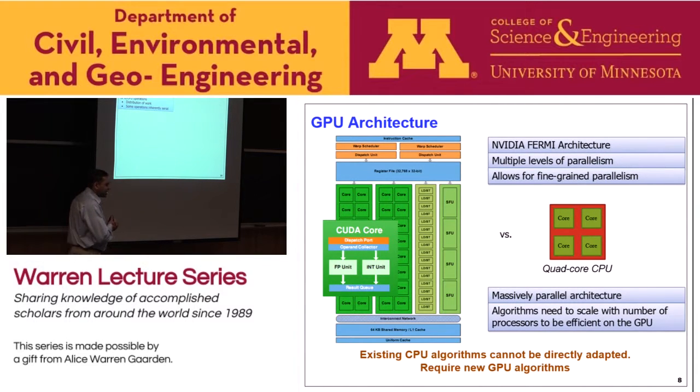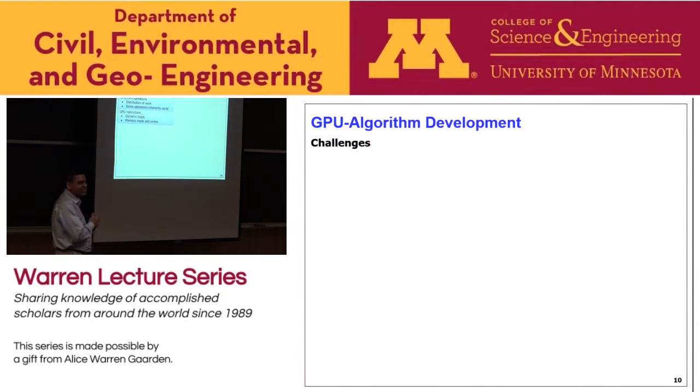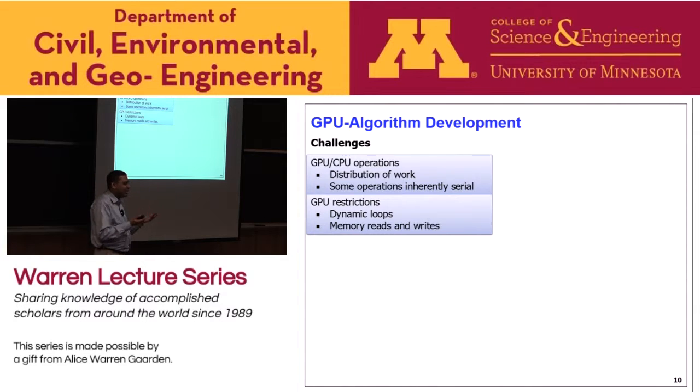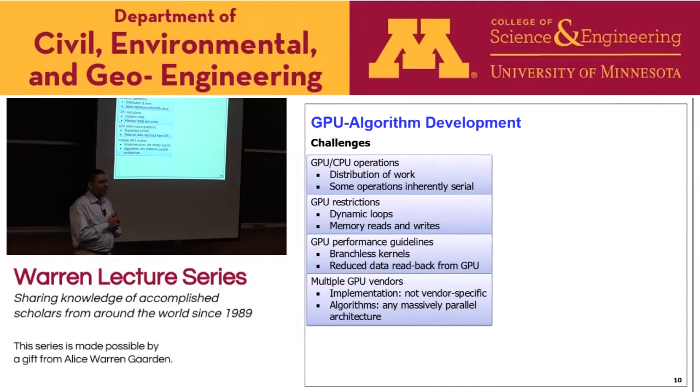These include things like how to distribute the operations between the CPU and GPU. There are restrictions on the GPU because they don't allow pointer memory reads and writes as efficiently as CPUs, so they slow down the algorithms very much. You also have to make sure that you follow some of the performance guidelines to get the best performance. And then finally, you also have to develop the algorithm so that they can run on multiple platforms.